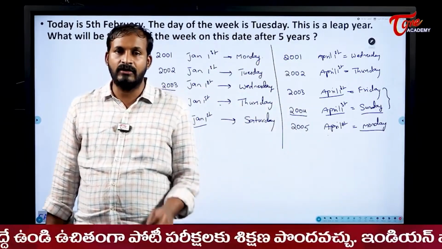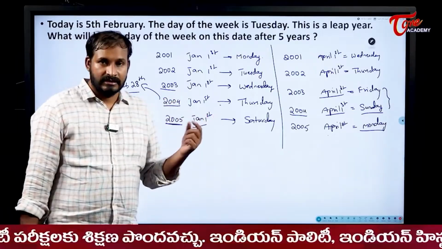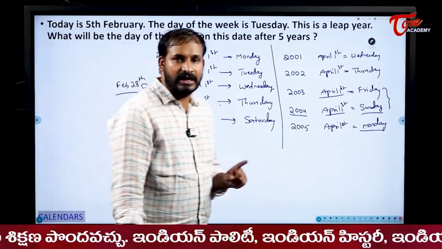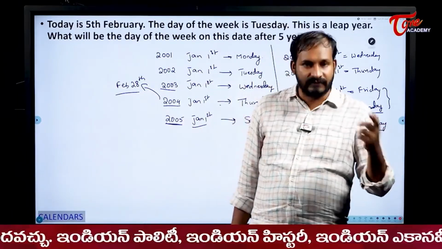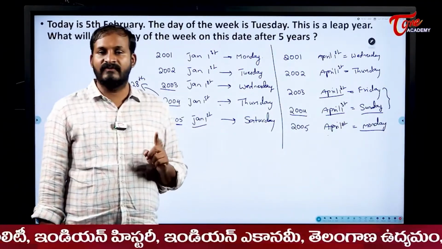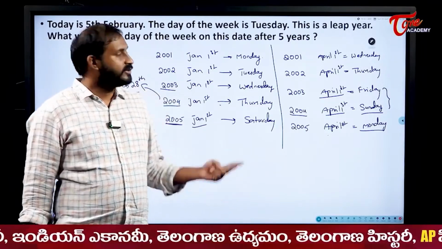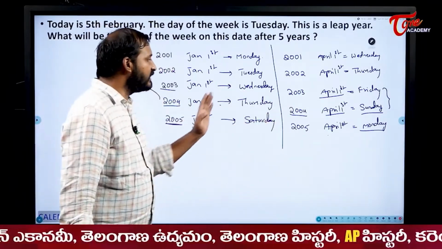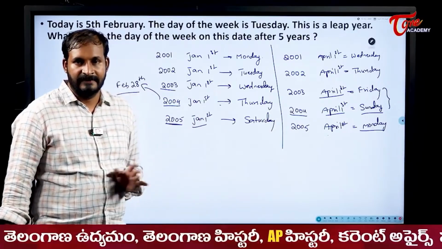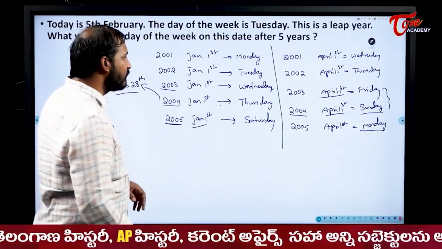So don't think that a 1 day jump happens just by the year. It is not like that. You should check whether we crossed February 28th or not. If we have not crossed February 28th, only a 1 day jump will happen. If you have crossed February 28th, there you will have a 2 days jump. So please be careful, try to understand the difference between these two things, which is very, very important for us while solving the problems.